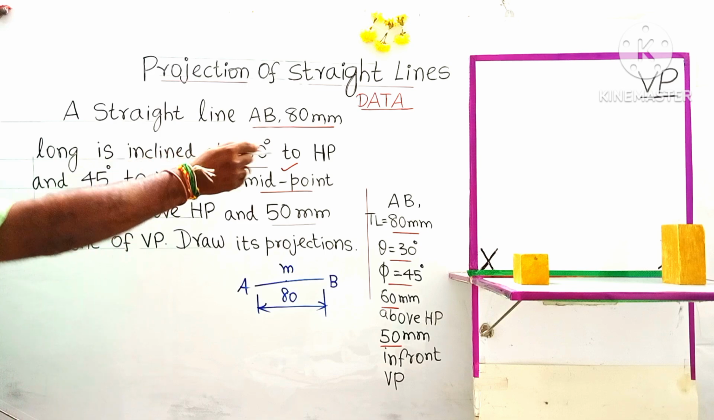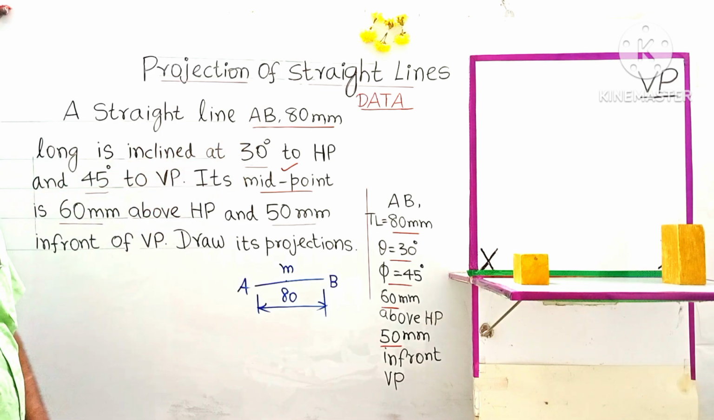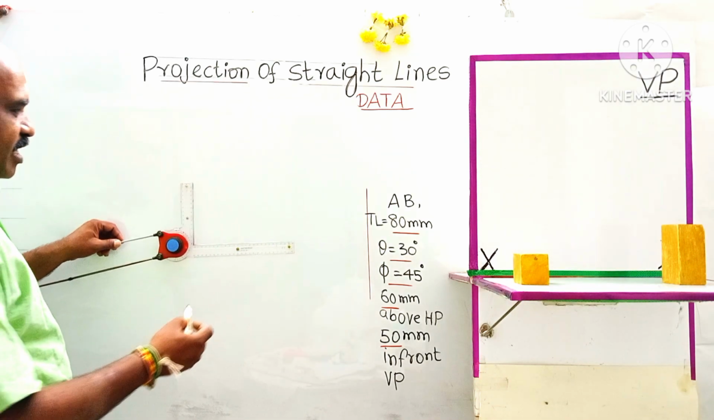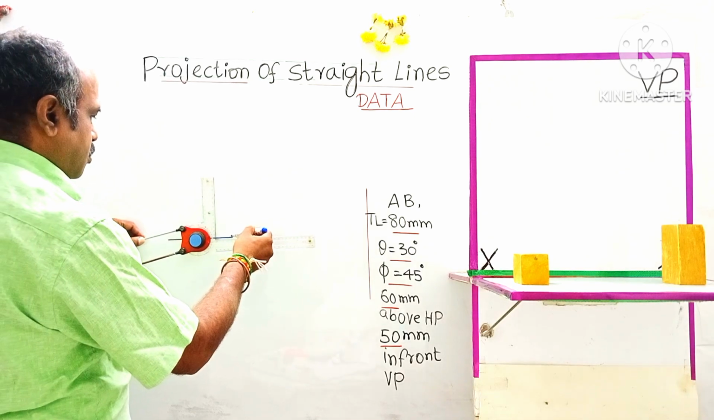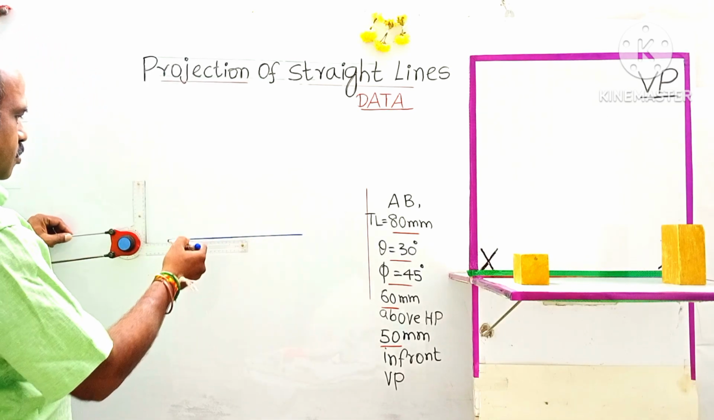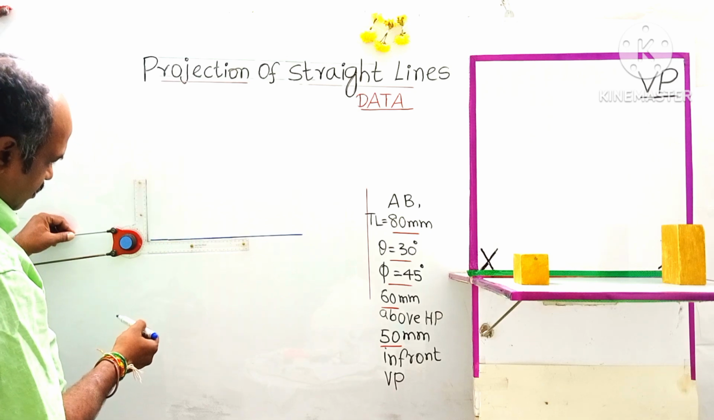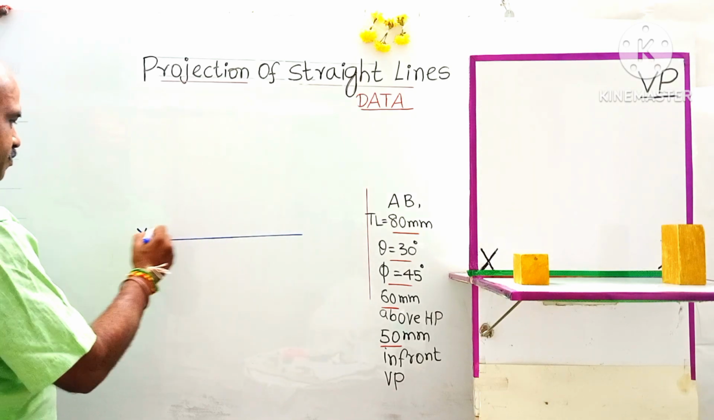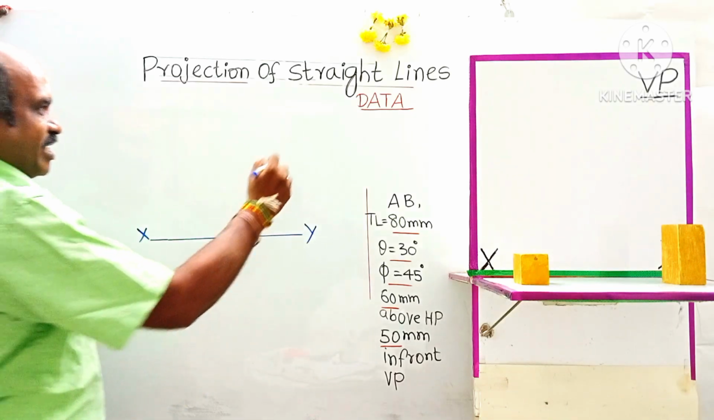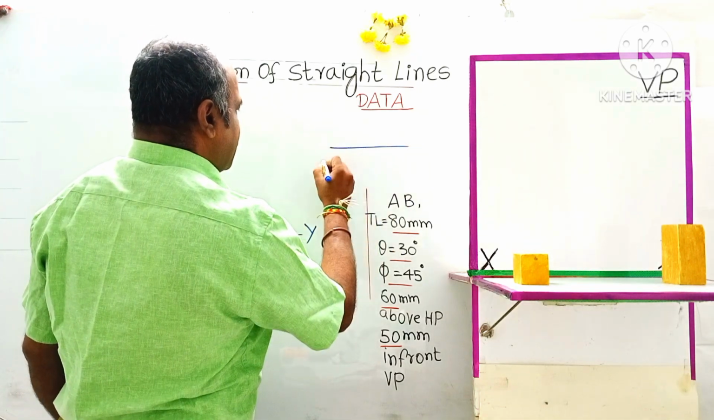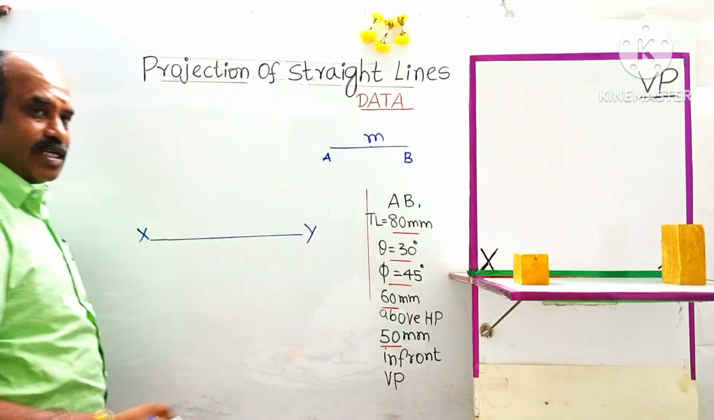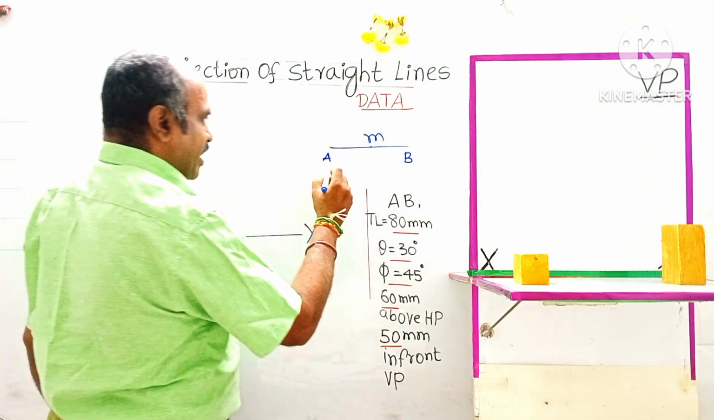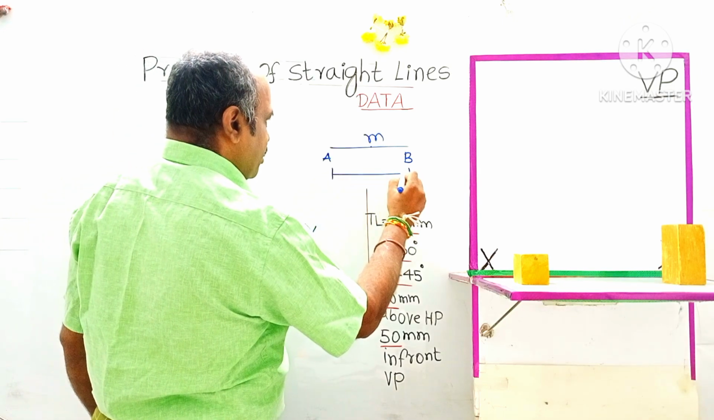Let me erase this question part and go to the content, how to draw the projections for the given question. As usual, take your drafter, the longer scale of your drafter, and draw a reference line called the XY line. It's a reference line; mark the X and Y. The midpoint of the line AB, consider this as a straight line having endpoints A and B. The center point may be marked as letter M. Any letter you can provide is for reference. This length is given as 80 mm, called the true length of the line AB.